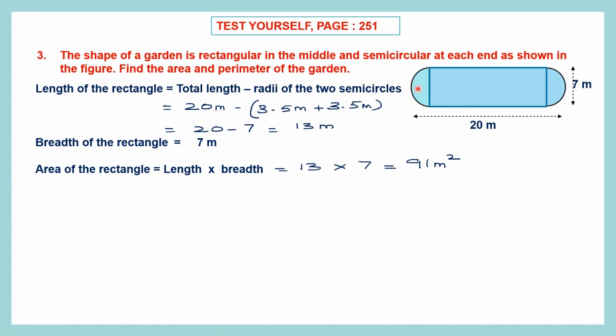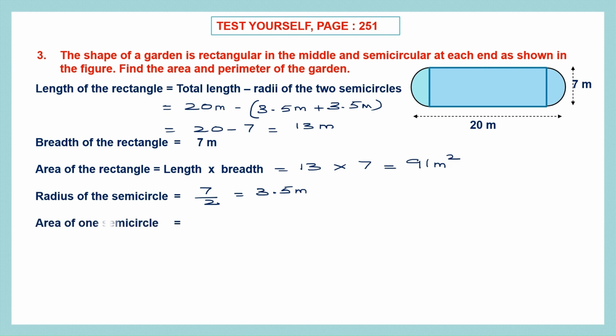Now we have to find the area of the two semicircles. So to find the area of a circle, the formula is pi r square. So to find the area of the semicircle, it will be pi r square by 2 because it's half of a circle. That means we need to know the radius. So radius of the semicircle will be the diameter, that is 7 divided by 2. 7 divided by 2, so that is 3.5. The radius of the semicircle is 3.5 meters.